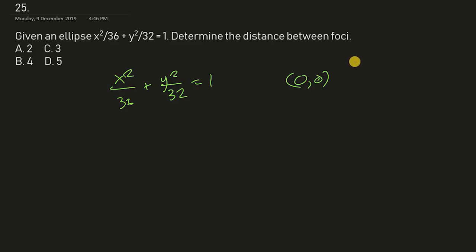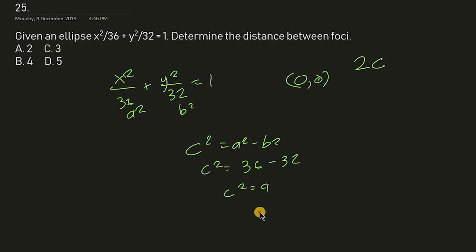Ang distance between two foci is basically the value of 2c. And we know that this is a squared, this is b squared. So, hanapin natin yung value ng c using the formula c squared is equal to a squared minus b squared. C squared, ang a ko is 36 minus 32. C squared is equal to 4. C is therefore equal to 2. Now, 2c yan guys. Ibig sabihin, ang distance between foci is 2c. So, 2 times 2, that's equal to 4. So, 4 is our final answer, which is letter B.